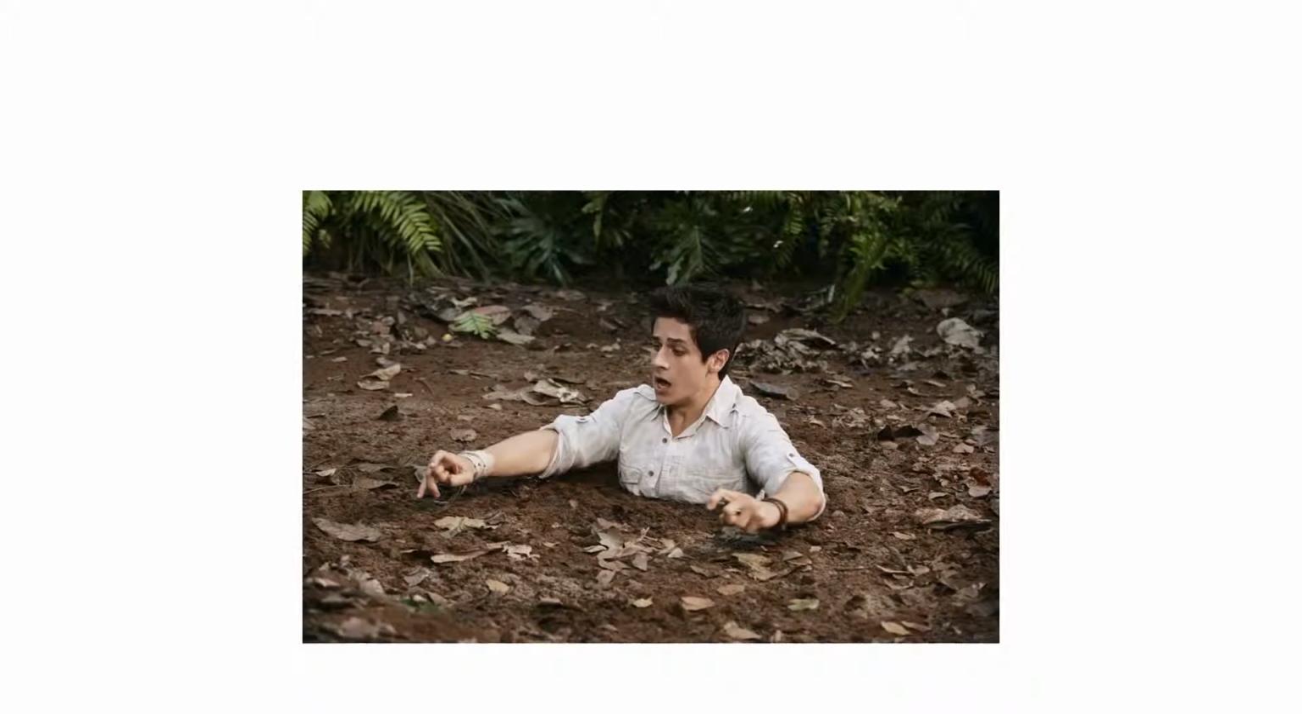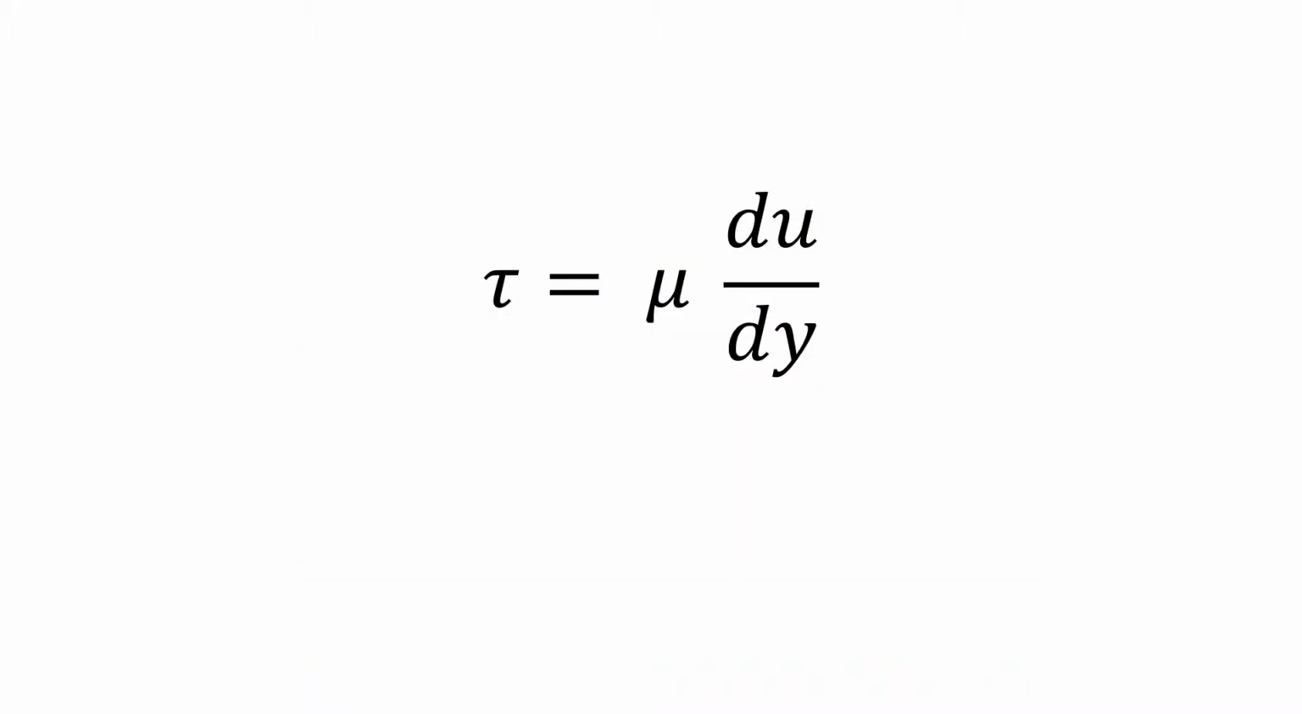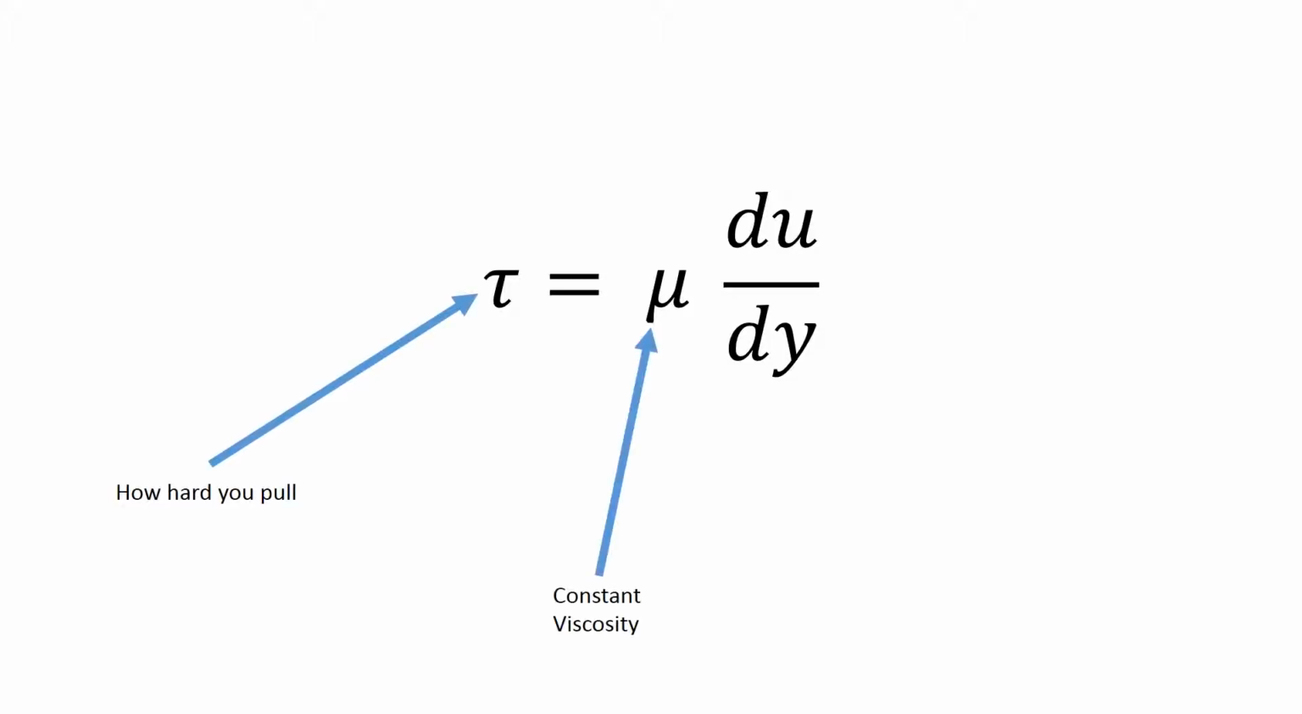Let's talk about non-Newtonian fluids and how that relates to quicksand. This problem you thought you were going to have as an adult when you were a kid. Let's talk about this equation, which is how hard you pull on something is equal to this constant, viscosity, and how fast you're moving through something.